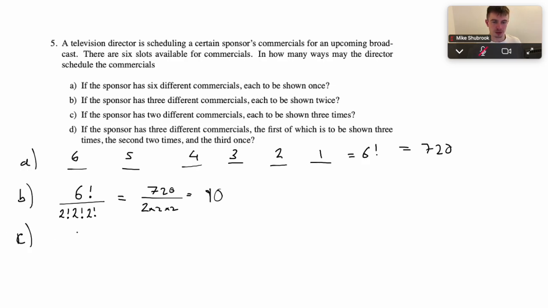And then for C, we have a similar idea, except now we only have 2 commercials and each is shown 3 times. So we divide by 3 factorial twice. And we get 20.